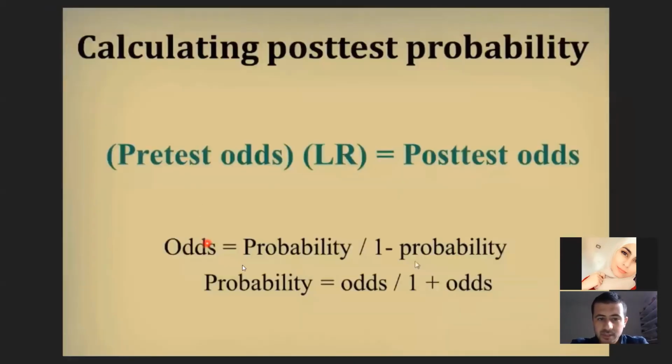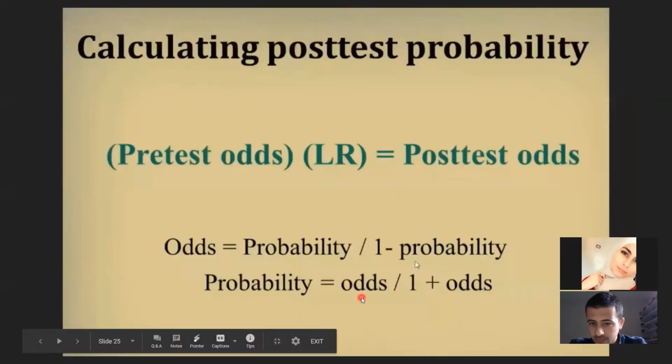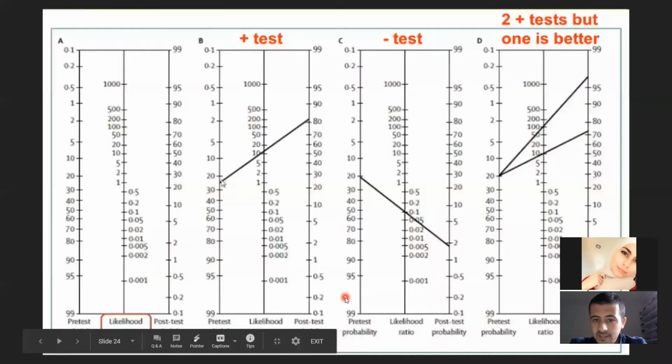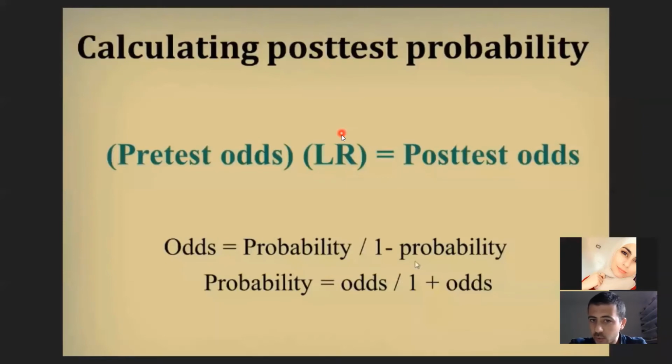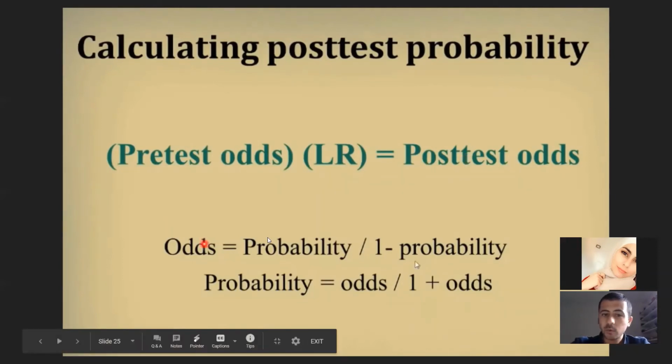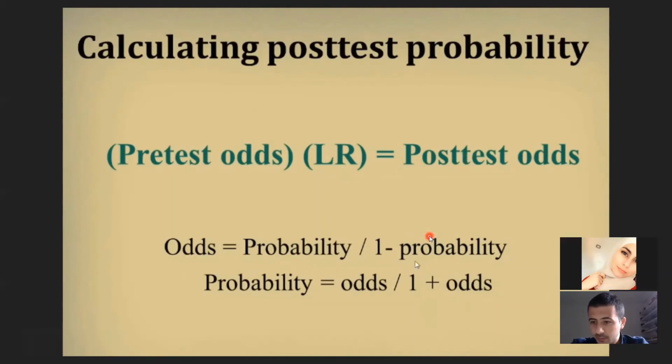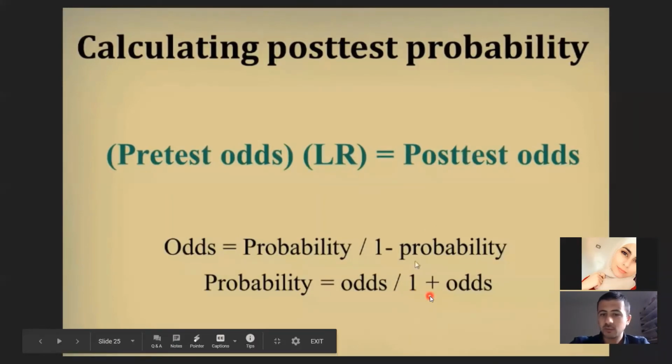Why? Because a probability is different from odds, and this scale actually works for odds. So the likelihood ratio multiplied by the pre-test odds will give you the post-test odds. The odds are taken from the probability, and the probability is taken from the odds.